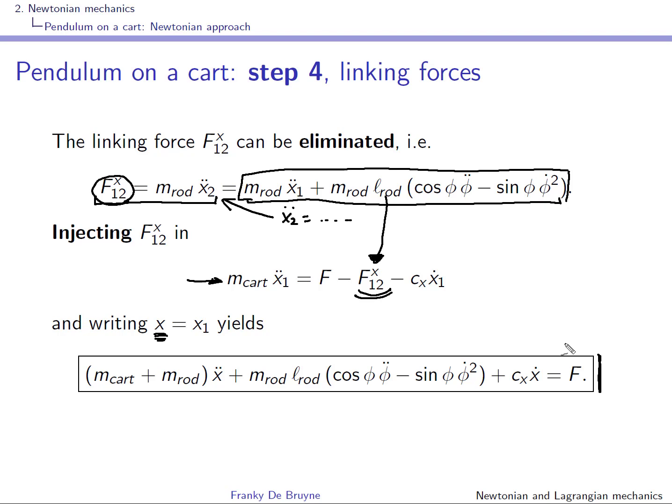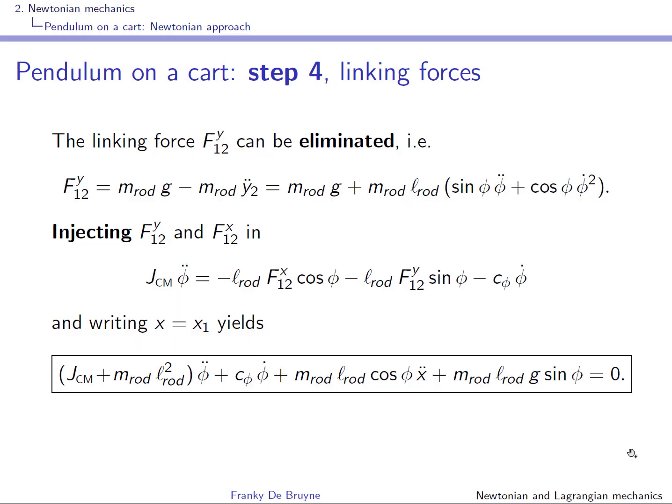Since you have 2 degrees of freedom, I guess you can expect 2 differential equations to describe this mass on pendulum on mass system. Okay, so now we need to find this second differential equation, right? And for that we'll take the second equation that we had written for body 2, and you can rewrite it to make sure that this linking force in the y direction is appearing, right?